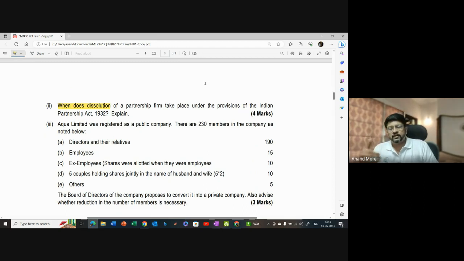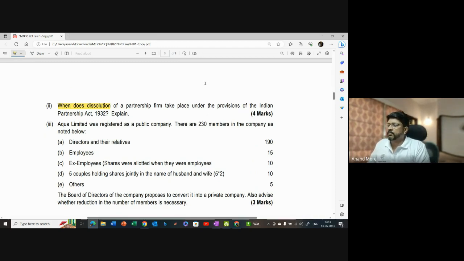Then write down the points about partnership at will, partnership for a specific purpose, and partnership for a specific period. Then you can also specify that a partnership can be dissolved under the order of court when the partnership business has become illegal, or when all but one partner has become insolvent, or when partners have become of unsound mind, or the partnership business is dangerous for society. In that case, the courts can again order the partnership firm to be dissolved. These are the points to be considered.